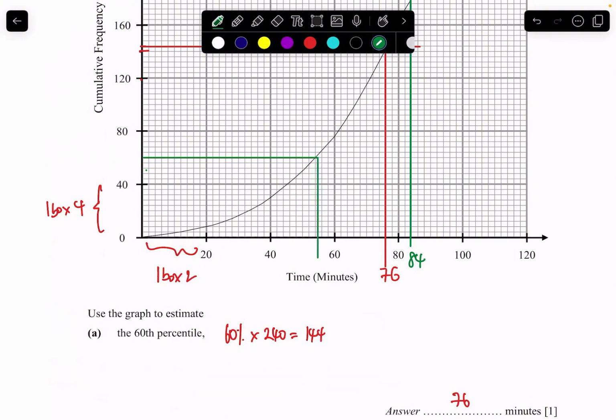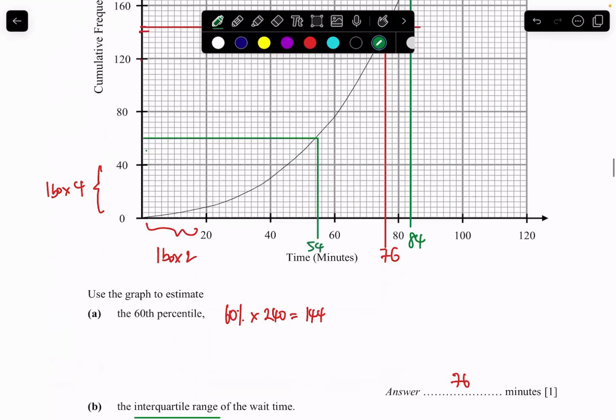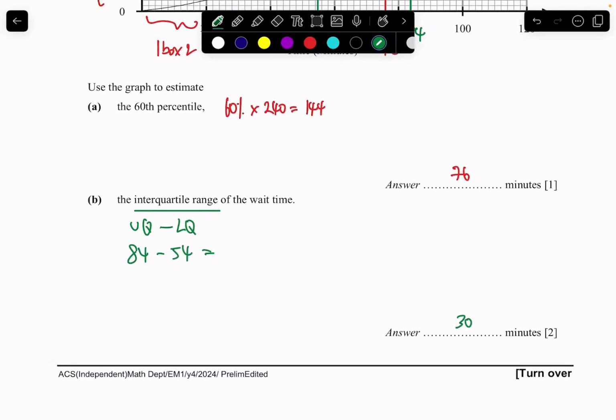Okay, 1, 2, 3, 4, 5, 50, 52, 54. Right, so this is 54. Okay, so 84 minus 54, 30 minutes.